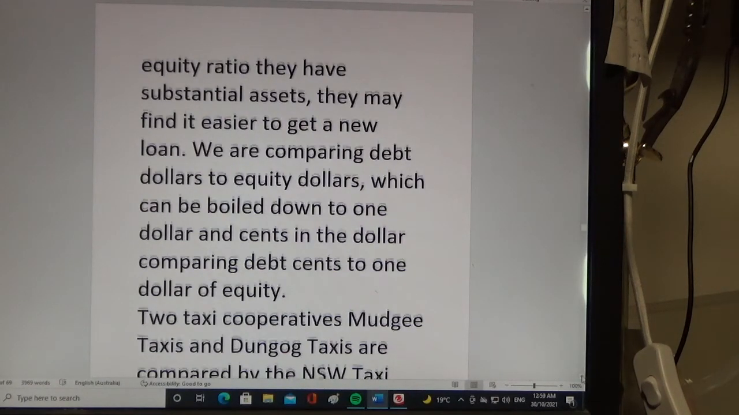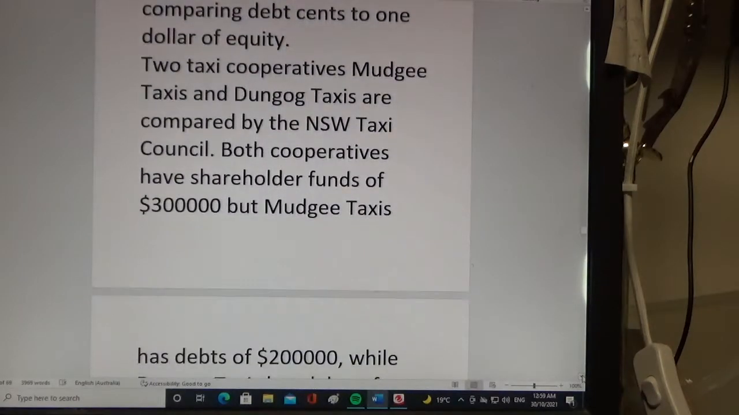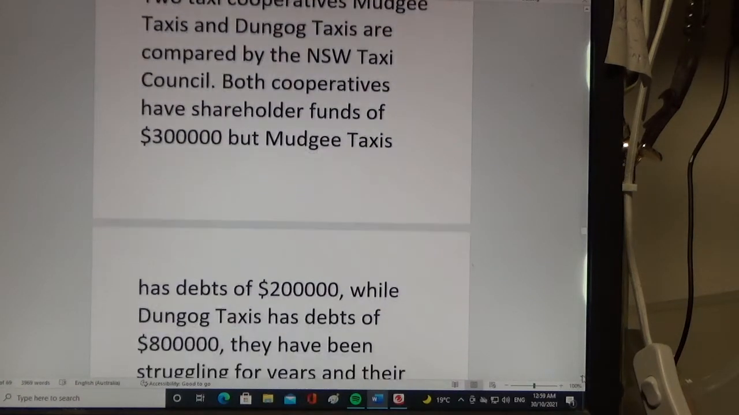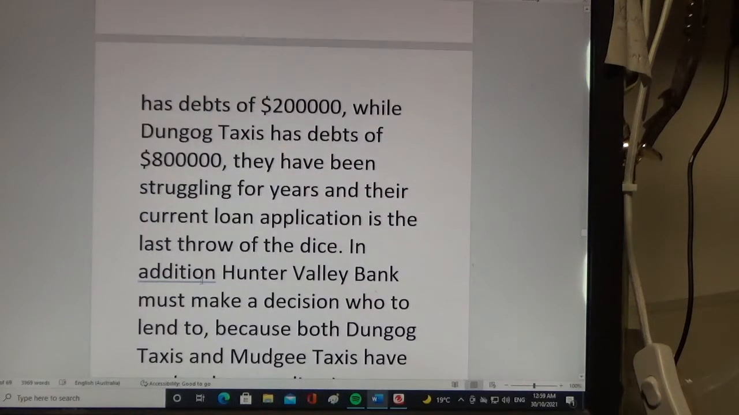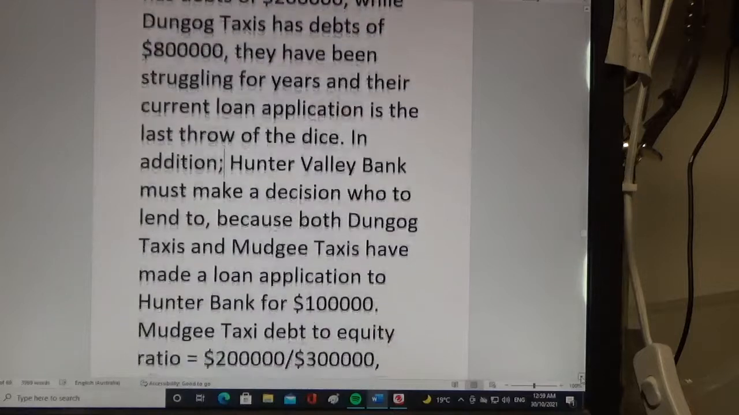Now the example. Two taxi cooperatives, Mudgee Taxis and Dungog Taxis, are compared by the New South Wales Taxi Council. Both cooperatives have shareholder funds of $300,000, but Mudgee Taxis has debts of $200,000, while Dungog Taxis has massive debts of $800,000. They have been struggling for years, and their current loan application is the last throw of the dice. In addition, and I should have a semicolon here, sorry, Hunter Valley Bank must make a decision who to lend to, their opportunity cost as lenders, deciding between the two.